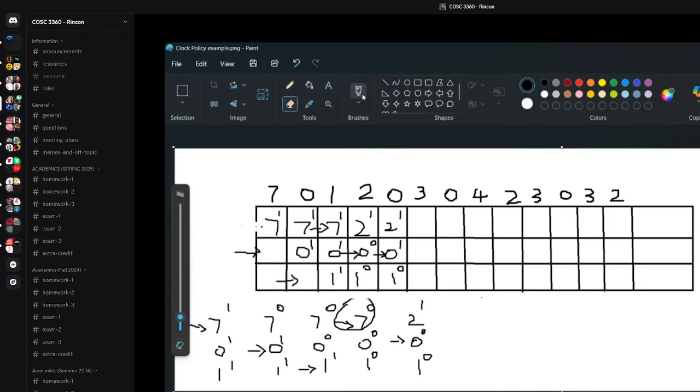Okay, so for this part right here, we have 2 with a use bit, 0 with a use bit, and then we're going to point to this guy, 1 with no use bit, right?